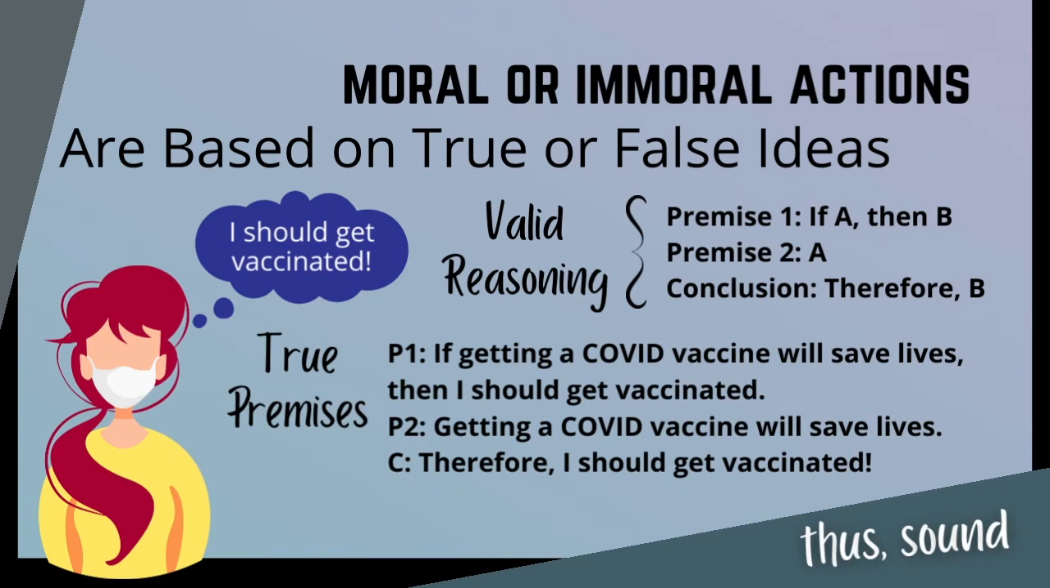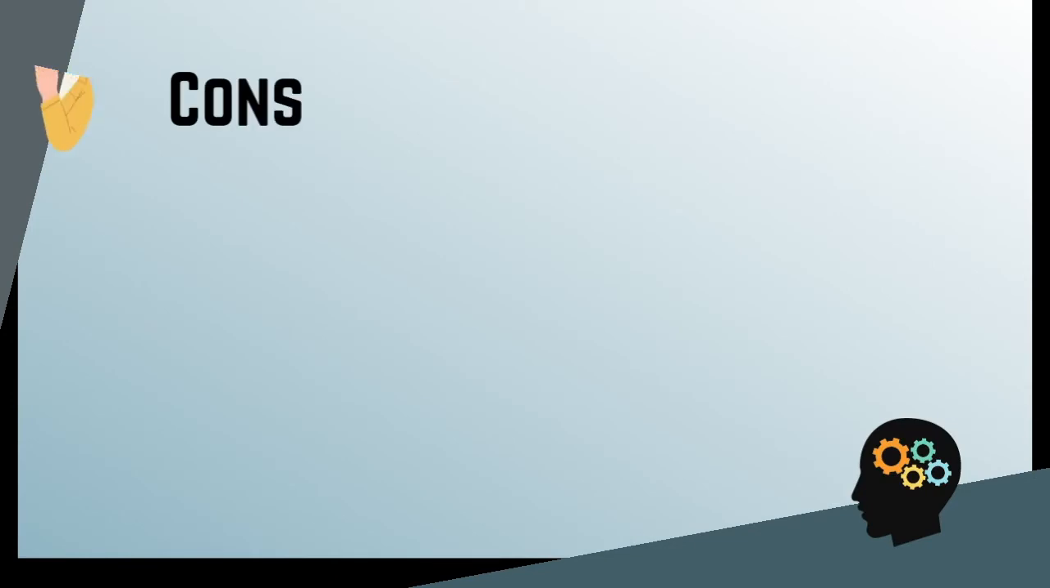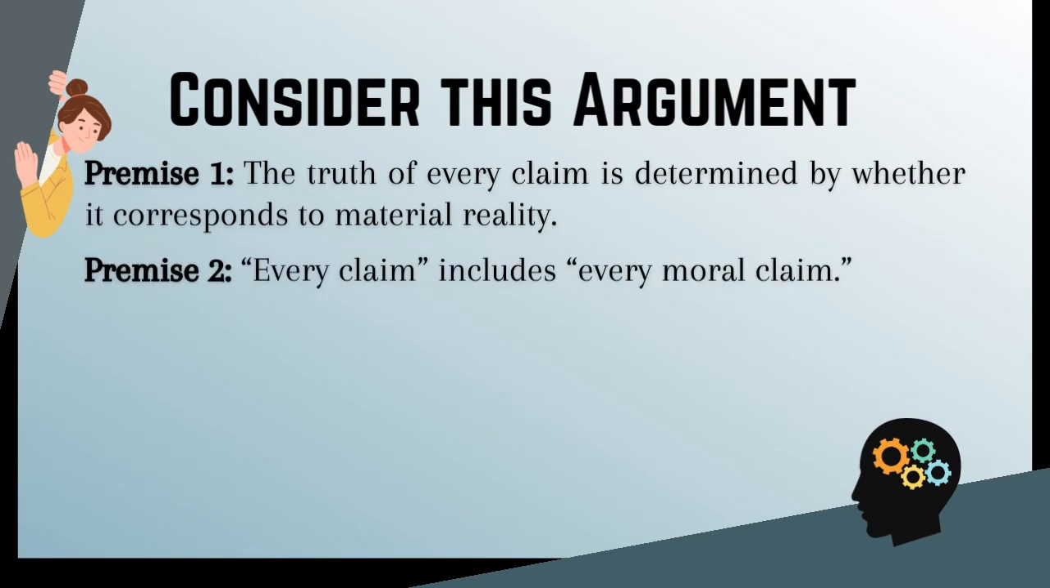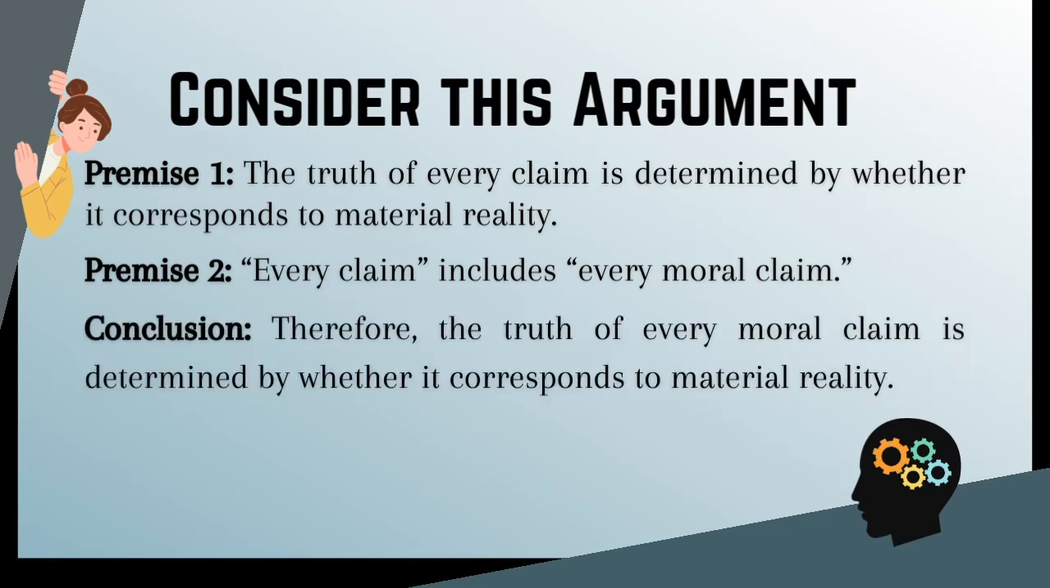And if everything I just said hasn't been enough to convince you that material reality is the basis of morality, consider this argument. Premise 1. The truth of every claim is determined by whether it corresponds to material reality. Premise 2. Every claim includes every moral claim. Conclusion. Therefore, the truth of every moral claim is determined by whether it corresponds to material reality.